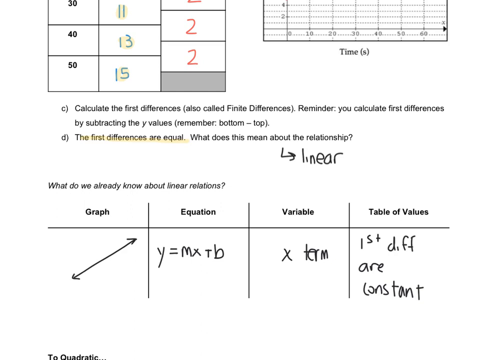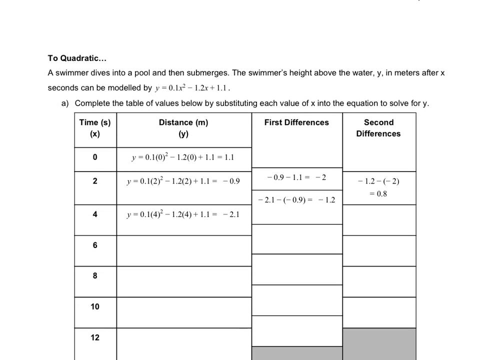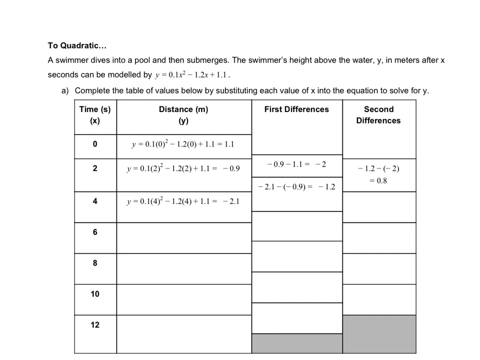So now let's move on and look at what a quadratic equation and graph might look like. So a swimmer dives into a pool and then submerges. The swimmer's height above the water, y in meters, after x seconds can be modeled by y equals 0.1x squared minus 1.2x plus 1.1. So just like before, the y is going to be your height here, and x will be the time. And again, I've created a table of values here.